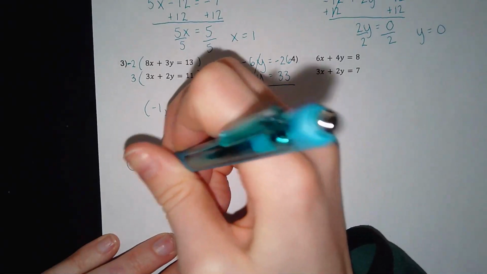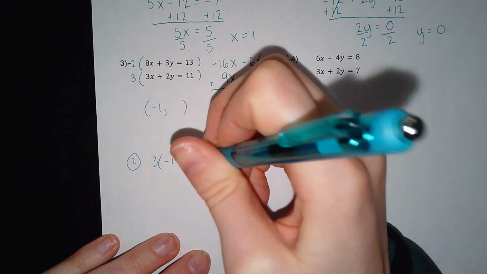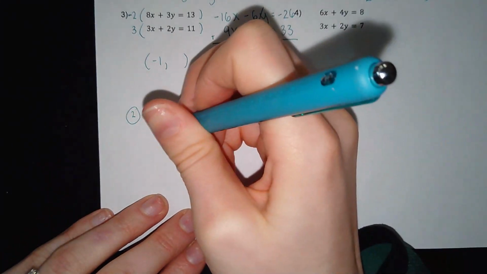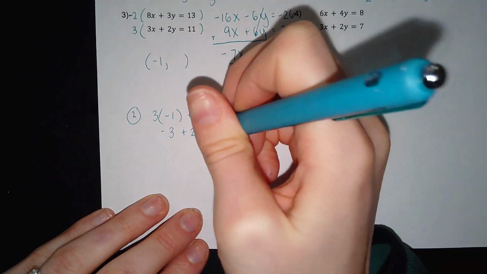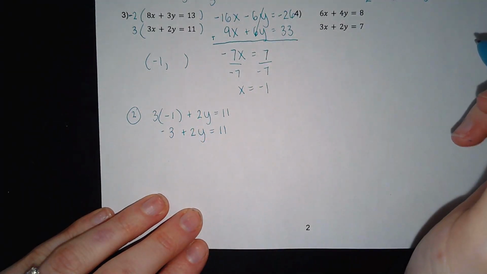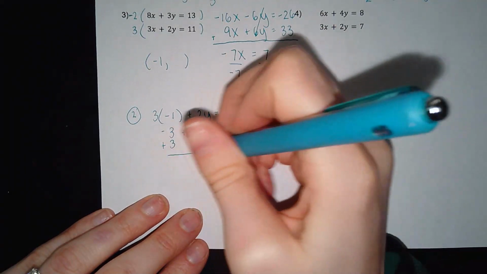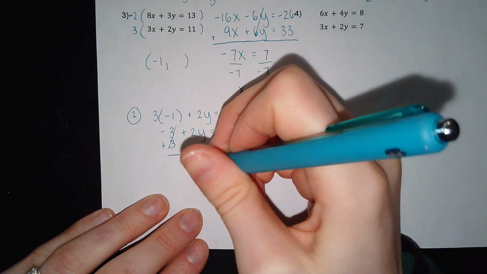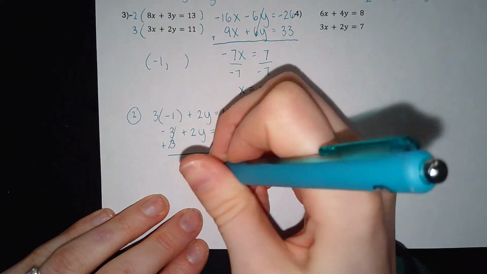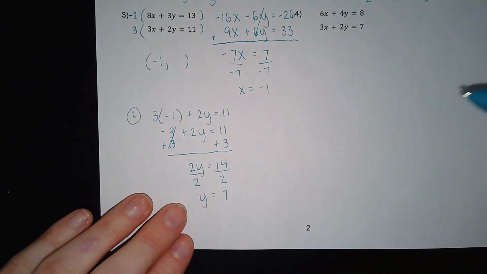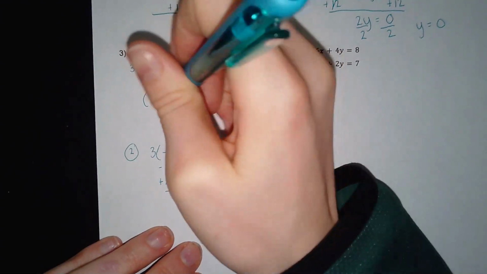So I'll do 3 instead of x. I'll plug in -1. 3 times -1 is -3. To move that -3, we could add 3. 11 plus 3 is 14, and then if we divide by 2, y will be 7. So my answer would be -1, 7.